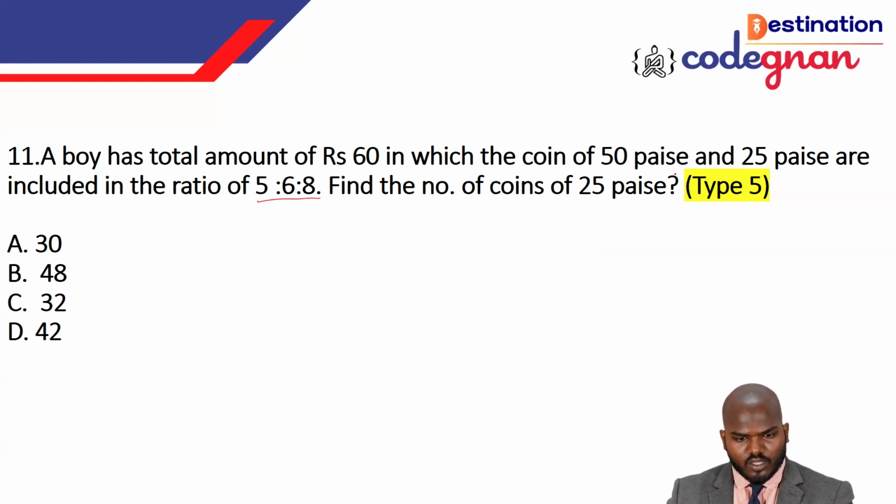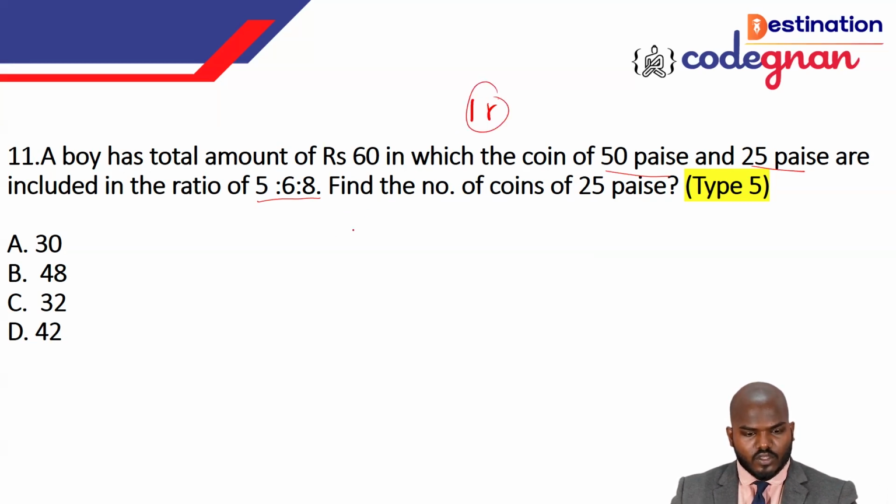But sir, you're giving 50 paise and 25 paise. How can we deal with this one? So you need to take one more value, that is 1 rupee. Because 1 rupee they will not give you directly. They will give it to you in a hidden way. You need to deal with that one, then only you can get the value.